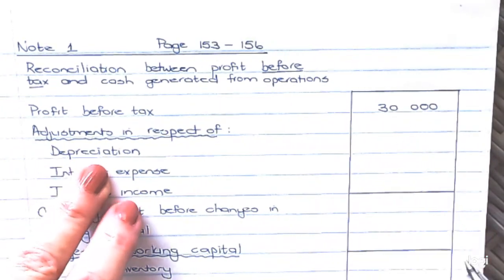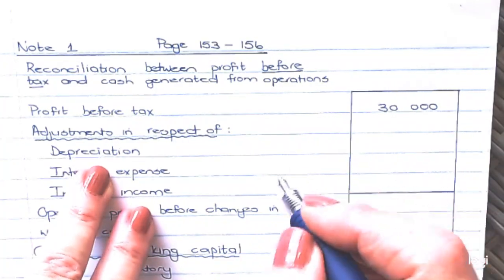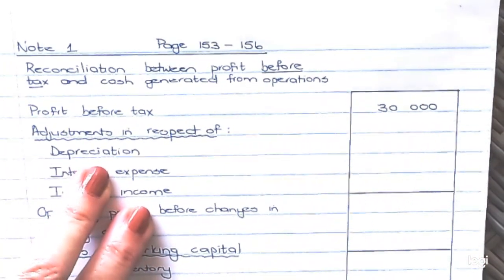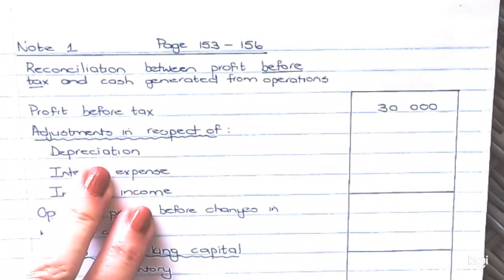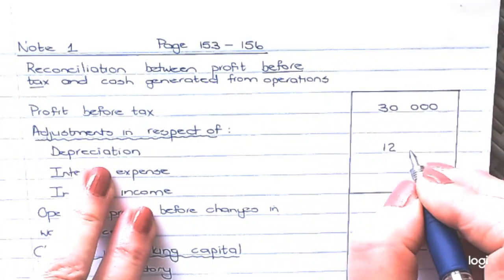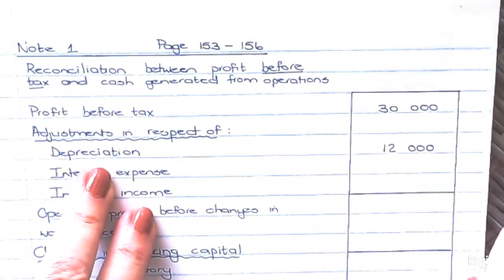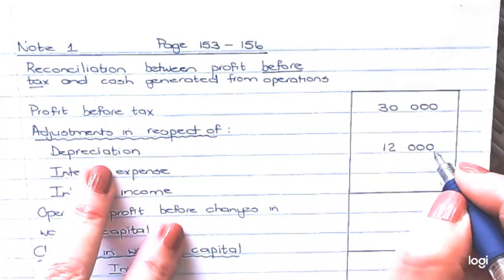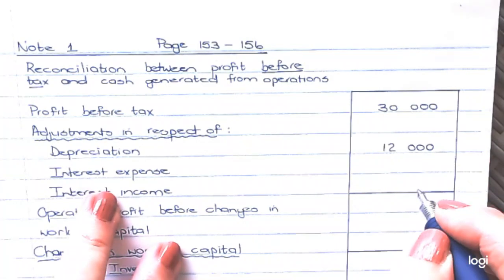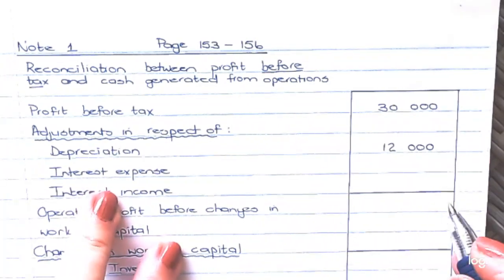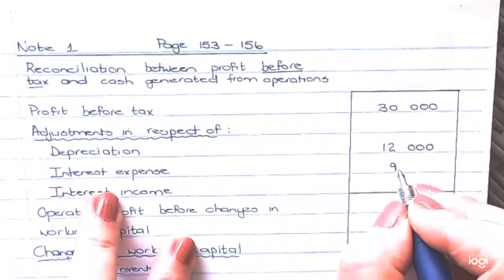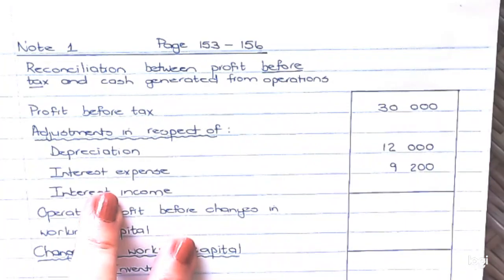The depreciation was an expense. It was deducted to get to that answer. Now we're going to put it back. So we're going to say this depreciation of 12,000 Rand is now a positive amount because we're putting it back. It was deducted. We now say put it back because it wasn't really a cash transaction. Interest expense was an expense, so it was deducted. So now we're going to add it back because it wasn't really an outflow of cash.